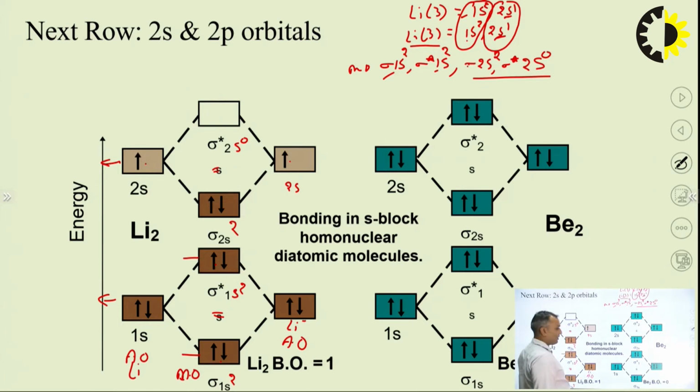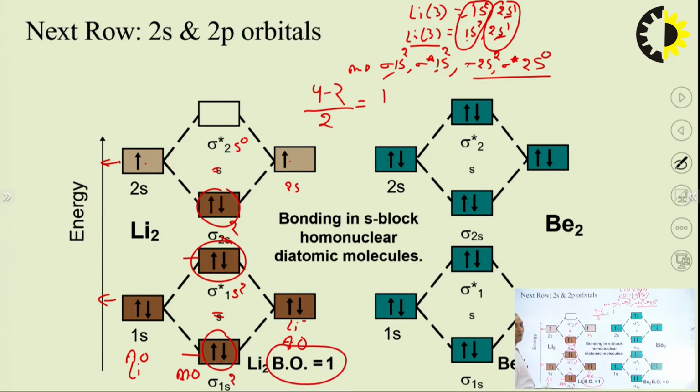Now just write down its bond order. For the bond order, we have the number of electrons in bonding molecular orbitals minus the number of electrons in anti-bonding molecular orbitals, divided by 2. So the total number of electrons in bonding molecular orbitals is 2 plus 2, which is 4, minus 2 in anti-bonding, upon 2, it means 1. So the bond order of lithium is 1.